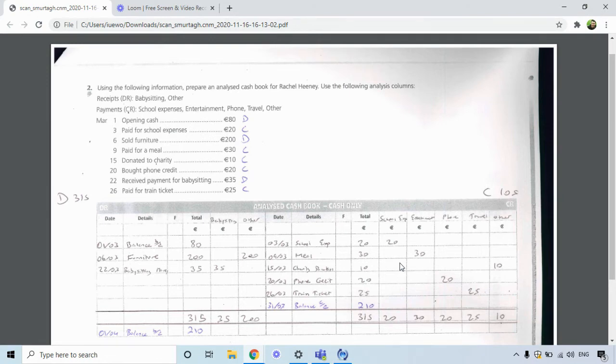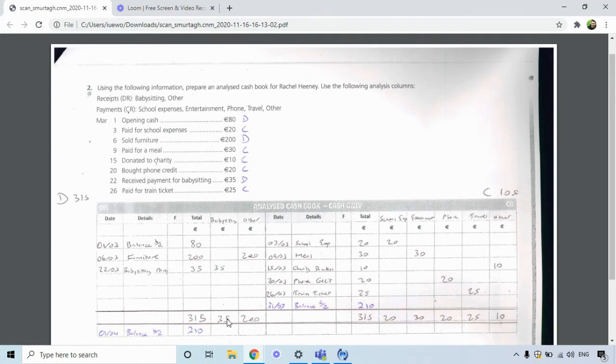So we've got the total for the month spent on things like school expenses, entertainment, phone, travel, or other, or it was money coming in, it was from babysitting, or it was from an other method. So then what you do is you just simply add up all of your columns. So for other for the month was €10, for travel was 25, for the phone was 20, entertainment was 30, and the school expenses 20. And on the debit side, other was 200 and babysitting was 35.